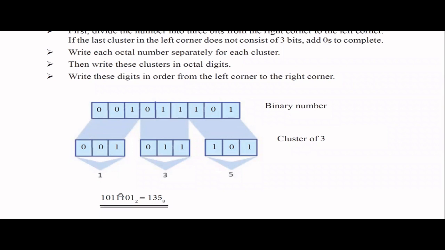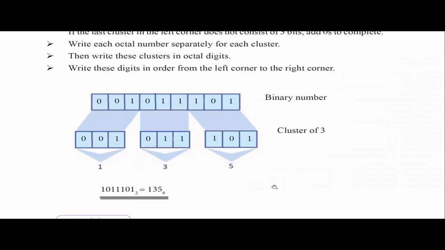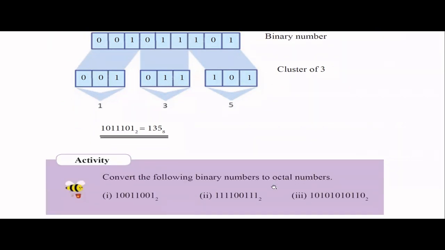So if you have a binary number, start with the right hand side and divide it into clusters of 3. Sometimes for the first cluster you won't get all 3. For example, in this example you have additionally put zeros to make it a cluster of 3. So don't worry, we can add zeros to the front, but always start from the right hand side and divide into clusters of 3. Please pause the video and do this, and then we'll check the answer.